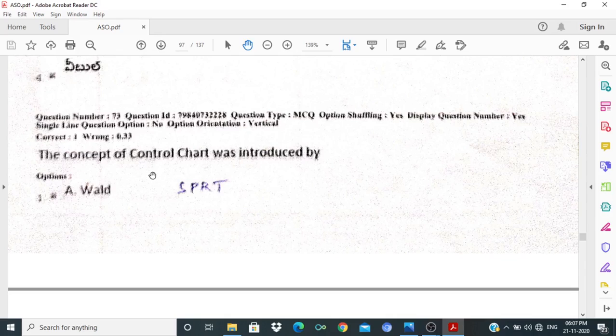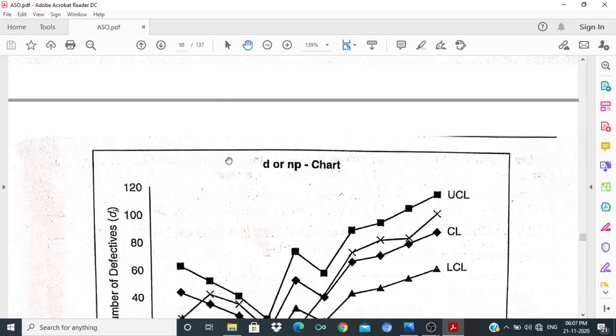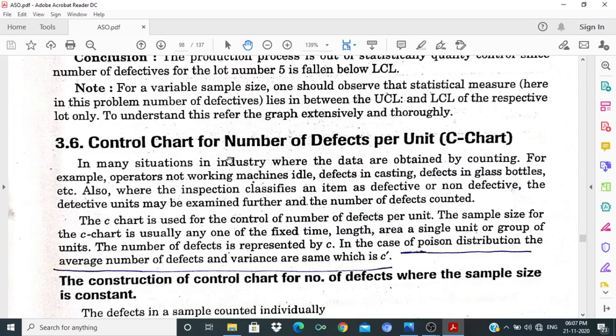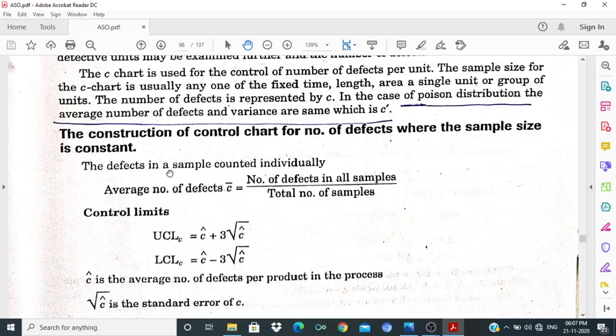The concept of control chart was introduced by Walter Shewhart. Wald introduced SPRT. Okay, this is for the Poisson distribution, for the C chart. These are the control limits.